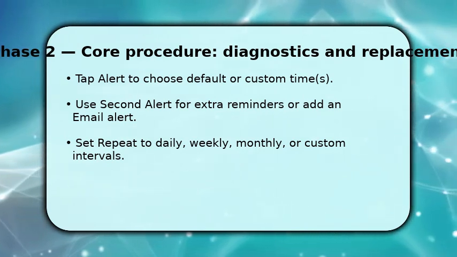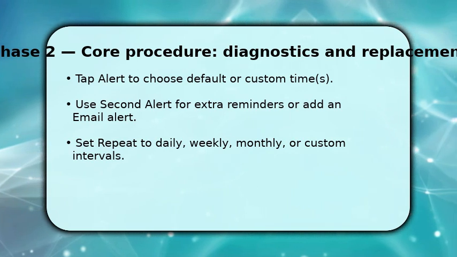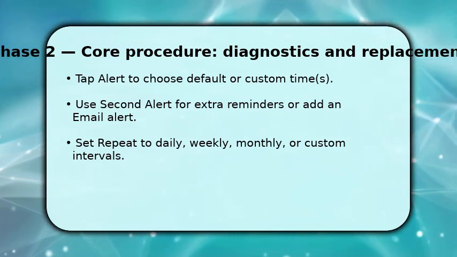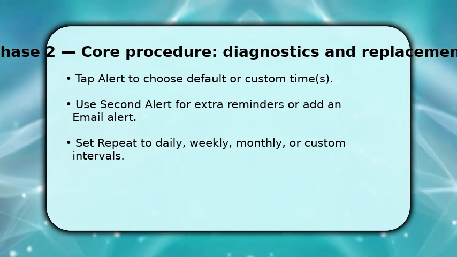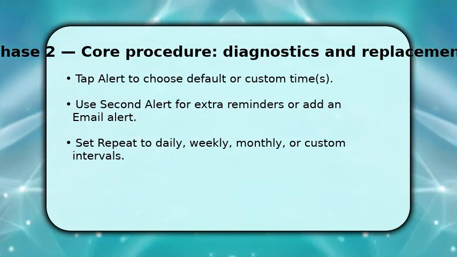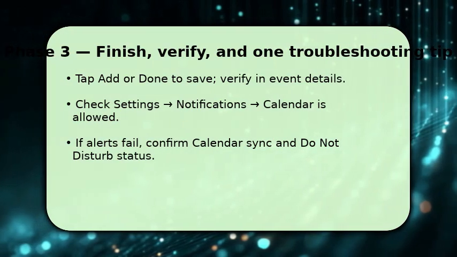Make sure notification sounds and banner settings in Settings are enabled so you actually see alerts. Finish by tapping Done or Add so changes save to the selected calendar. Then, check the event details to confirm both alerts appear.